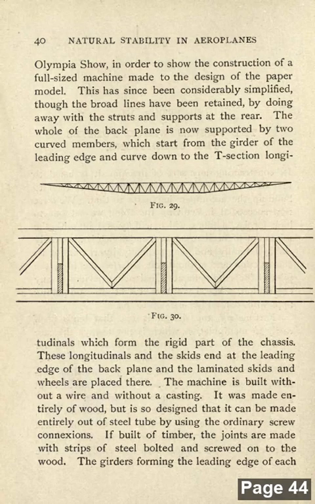The whole of the back planes is now supported by curved members, which start from the girder of the leading edge and curve down to the T-section longitudinals which form the rigid part of the chassis. The cell longitudinals and the skids end at the leading edge of the back plane and the laminated skids and wheels are placed there. The machine is built without a wire and without a casting.